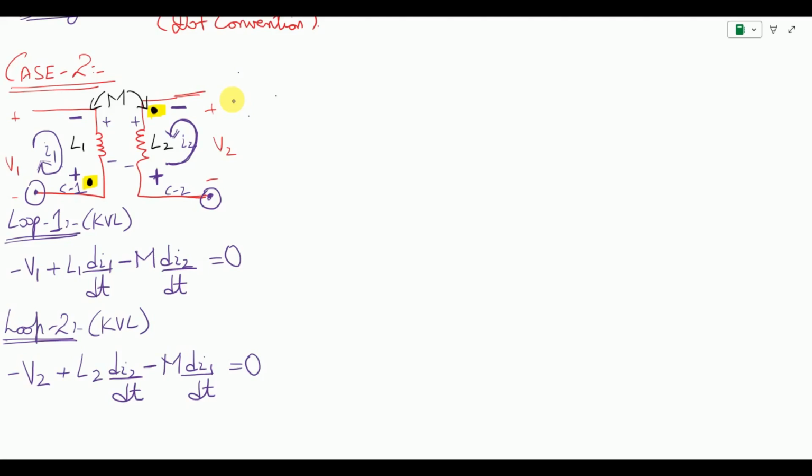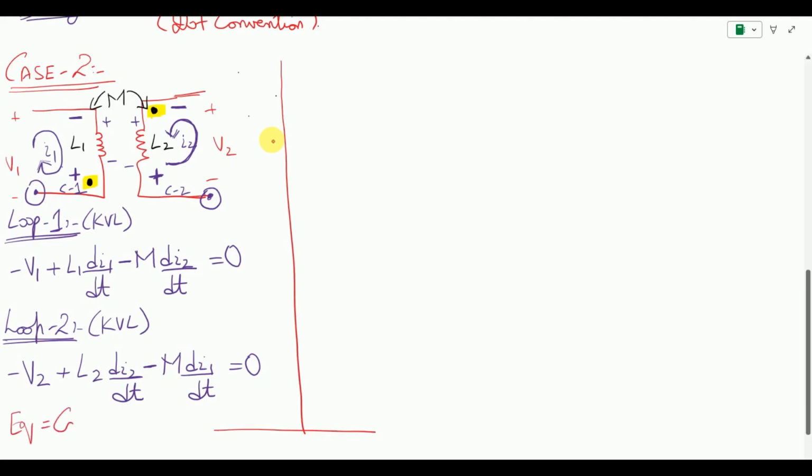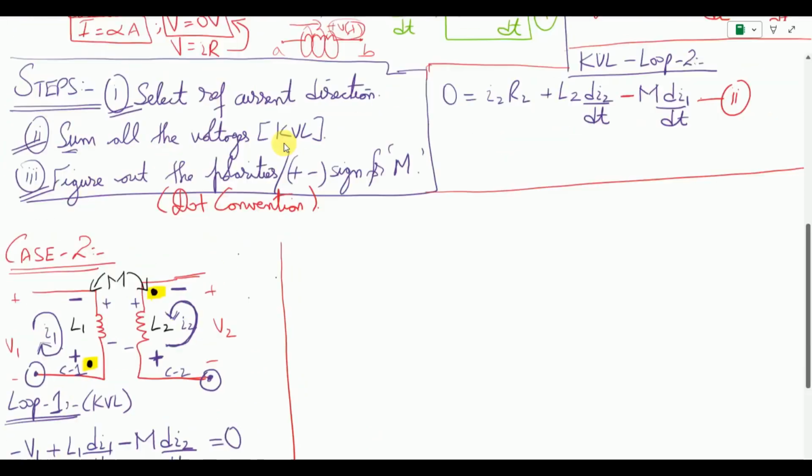So now let us talk about two more cases. So this was the second case, and you can see that the equations for this scenario, case number 2, are equal to the case number 1 equations when the dotted terminals are opposite to each other or in a diagonal position. So the equations for loop 1 and loop 2 should be the same as for case 1.